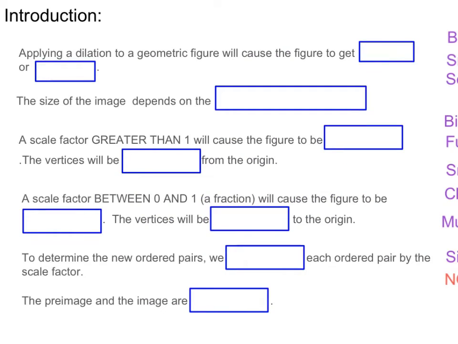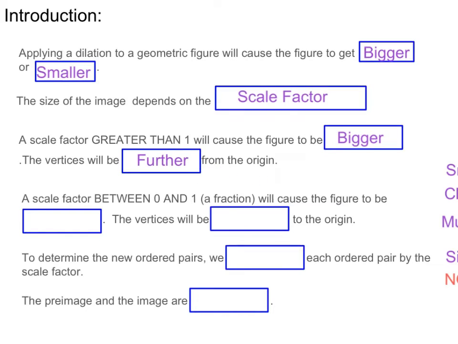Now let's look at a couple of definitions that are going to help us better understand what a dilation is and how to figure out how to do one. So when applying a dilation to a geometric figure, this will cause the figure to get bigger, or it could cause it to get smaller. Now, the size of the image depends on the scale factor. A scale factor that's greater than 1 will cause the figure to get bigger, and the vertices will be further away from the origin. A scale factor between 0 and 1, or a fraction, will cause the figure to get smaller, and the vertices will become closer to the origin.